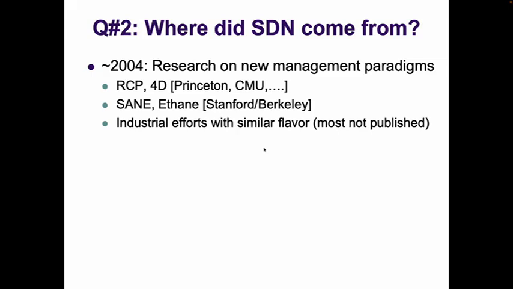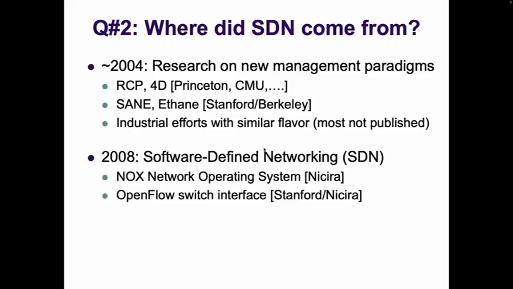There was a group at Stanford and Berkeley, that was Nick McKeown at Stanford, his grad student Martin Casado, and then myself, that were looking at designs, Sane and Ethane, that had very similar flavors. And then there were a bunch of industrial efforts, most of which have gone unpublished, at Google, at Microsoft, at AT&T, and other places, all of which had a similar flavor, some of which we didn't know about, particularly the industrial efforts at the time. But a lot of this stuff started around 2004.